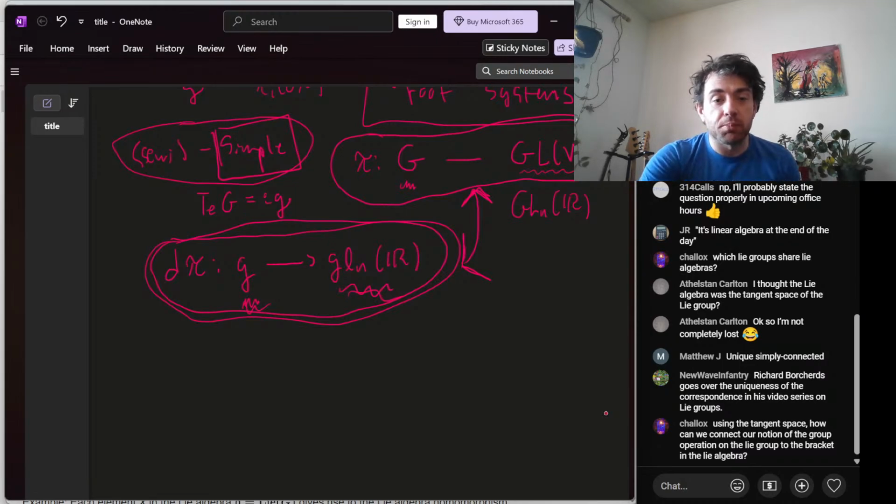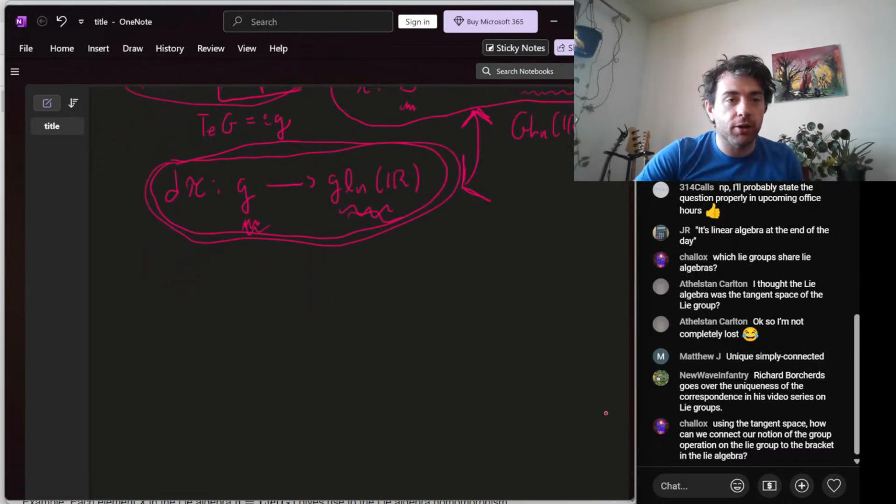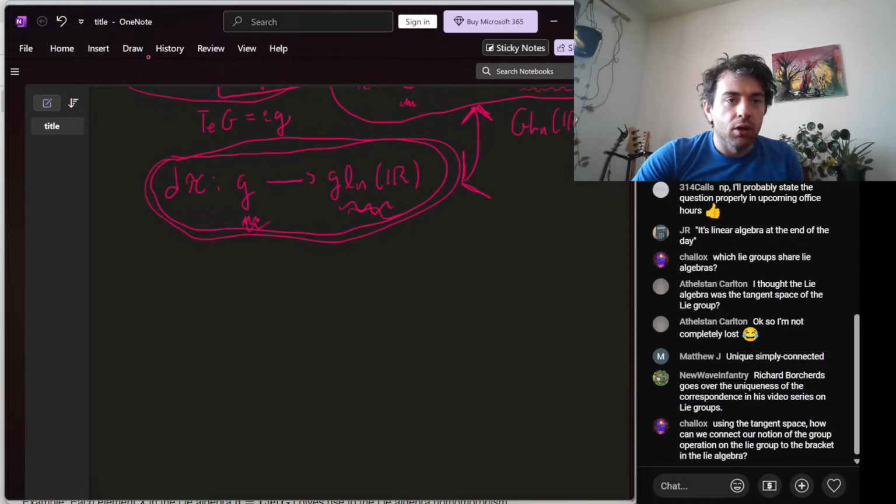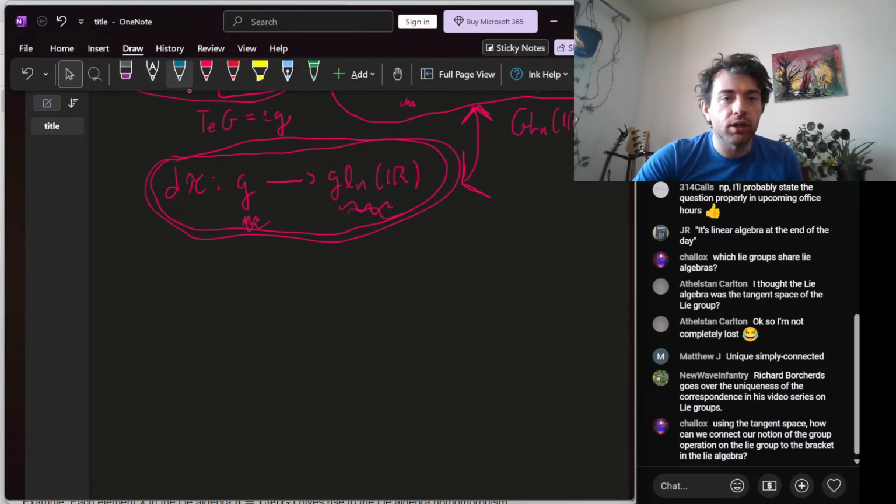Now, where does the Lie bracket come from? What's the connection there?